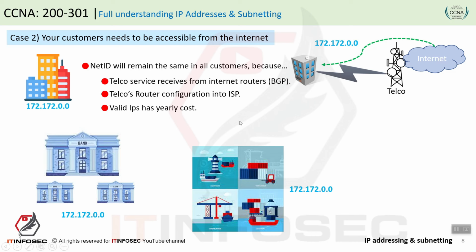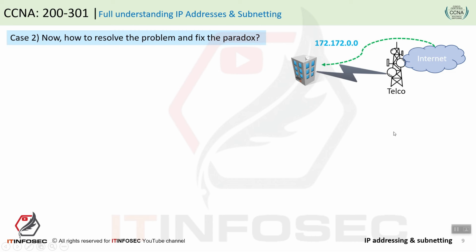And the second reason is that valid IPs have a yearly cost. If you want to configure another network ID for each of these customers, you will have more and more cost to provide this networking, because valid IP addresses, or public IP addresses, which are accessible directly from the internet, have a yearly cost. Well, so this is the main question.